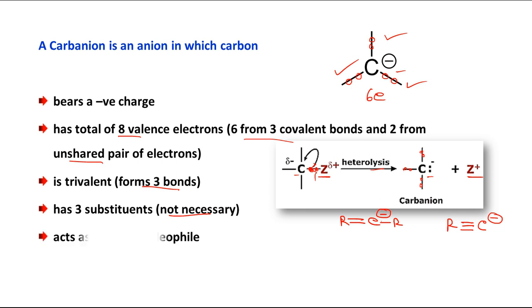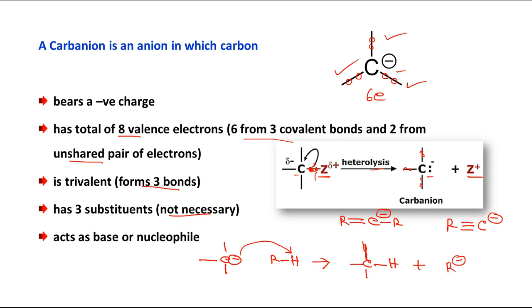Fine. And it can act as a base or nucleophile as it is carrying a negative charge. So suppose I am writing this carbanion like this, and there is hydrogen present in another molecule. Now this carbon, if it is attacking this hydrogen, we now get a C-H bond and R with a negative charge. So here it is capturing hydrogen, that is a proton, and that is why it is acting as a base.